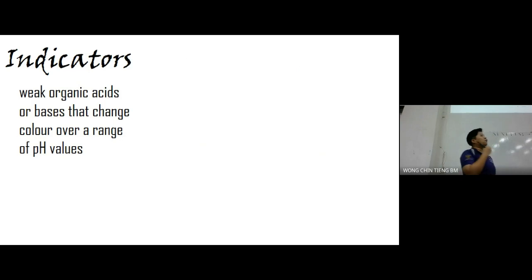Indicators is normally a weak organic acid or base, depends. Alright, there are weak acids and bases that will change color. The most important thing is that when it sits in acid, its color is different. When it sits in neutral, the color is different. When it sits in base, the color is different.